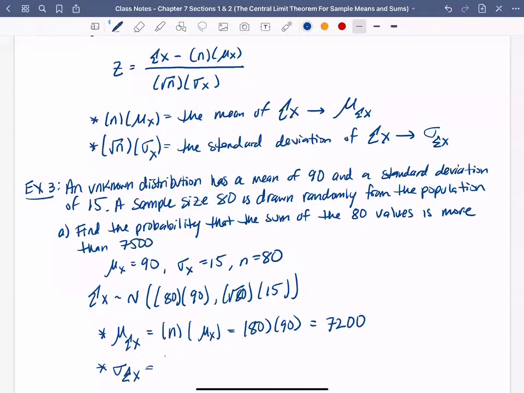And that's written by taking the square root of n and multiplying it by the standard deviation of x. So we're going to take the square root of 80 and then multiply it by our standard deviation of x, which is 15. When you actually put this in the calculator, I'm just going to give you a heads up. The square root of 80 times 15 gives you a really crappy number of 134.1640786.